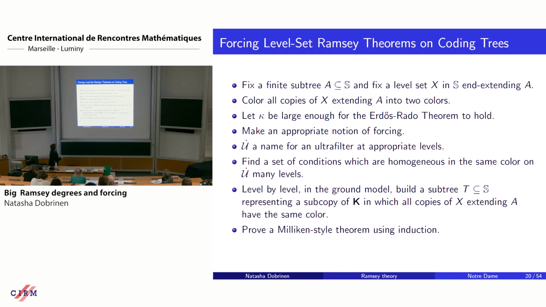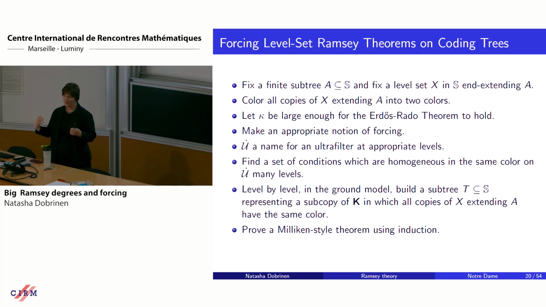Okay, but you set that up as you need to, and then also, like Harrington's argument, you make a name for an ultrafilter on appropriate levels, and then you find a large set of conditions, kappa many different conditions, so that they're homogeneous in the same color for U-many levels, and that's what you use to build your subtree, taking care to make sure that you actually make a copy of your original structure as you go.